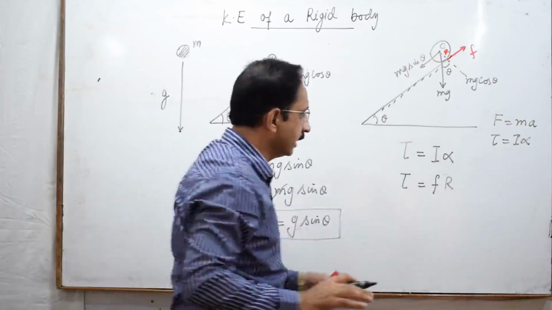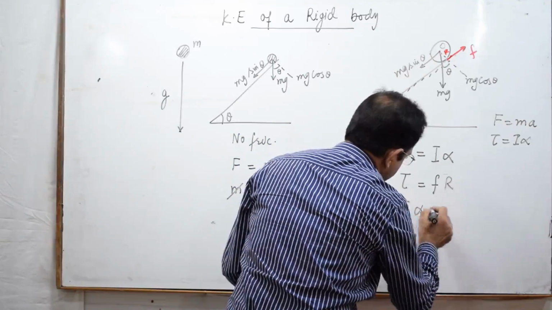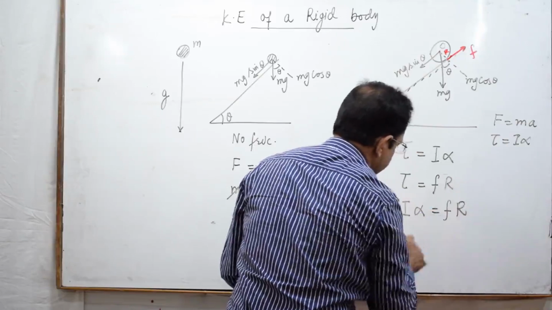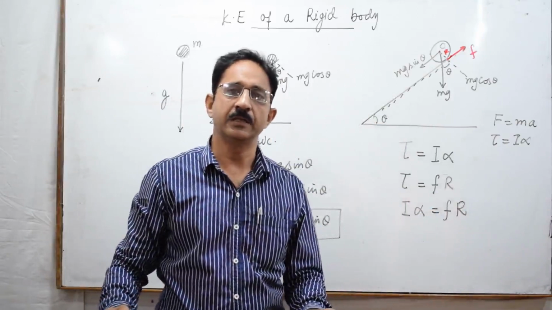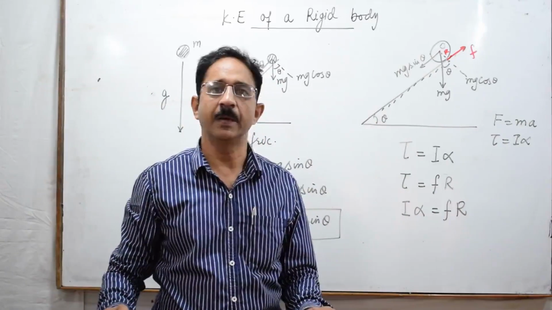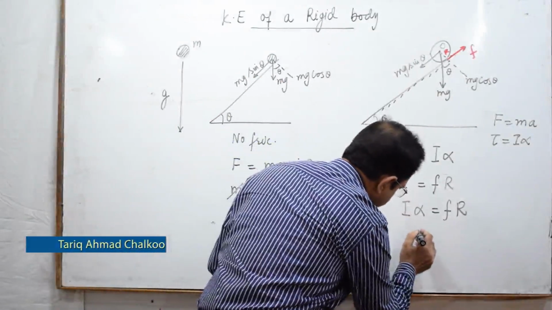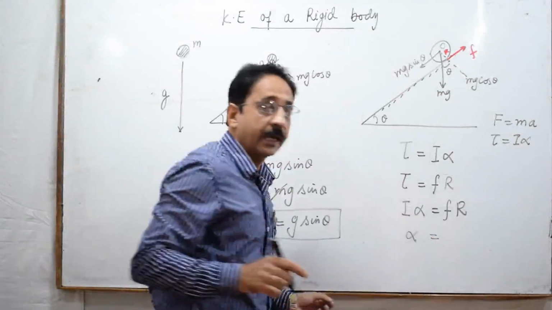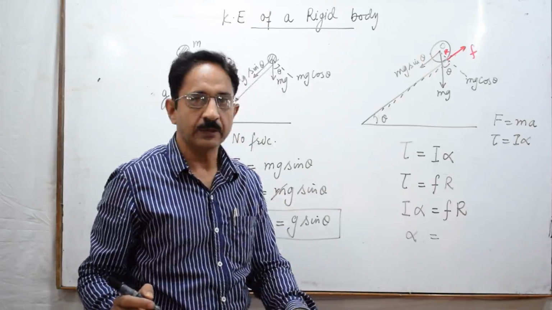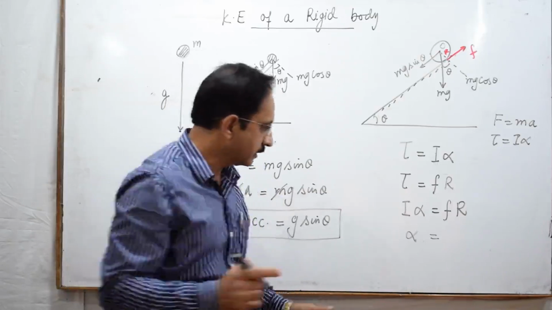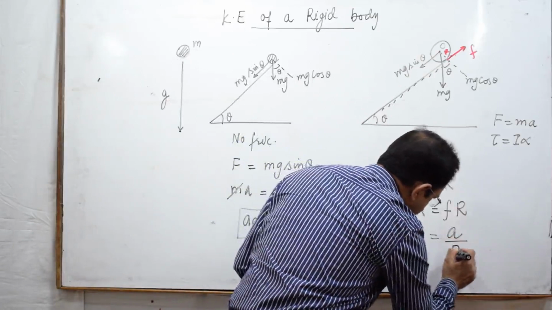Now these two relations could give us something like this: if I put I alpha is equal to Fr, then alpha, you understand, is linear acceleration divided by radius. So what we see further is that if the body's linear acceleration is A, that linear acceleration A is related to the angular acceleration, that alpha becomes equal to A, the linear acceleration, divided by R.